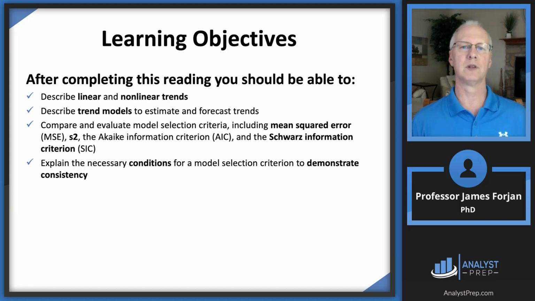So let's get right into the learning objectives. We're going to describe linear and nonlinear trends. We're going to use those trend models to forecast trends. And then from a list of particular models, we're going to try to decide which one is best for our specific problem, including things that we've done before, like the MSE, and things that we haven't done before, like the AIC and the SIC. And then finally, we'll look at some necessary conditions for those models to be consistent.